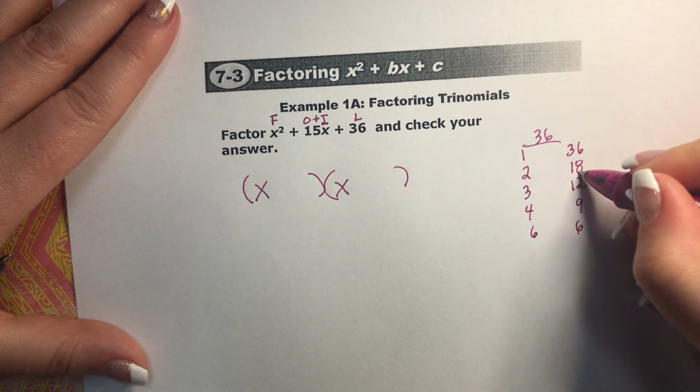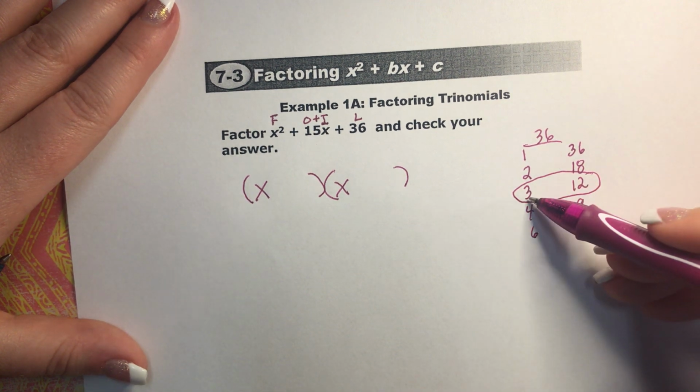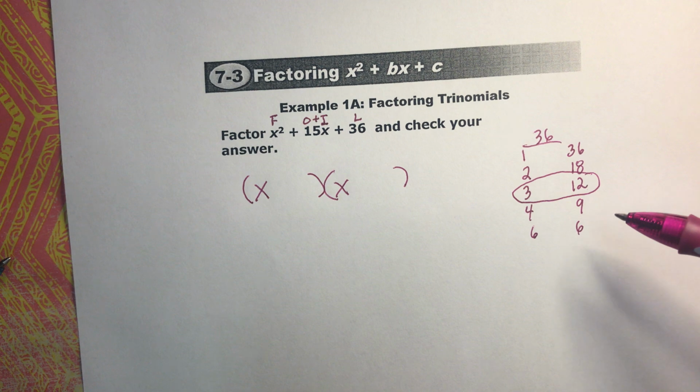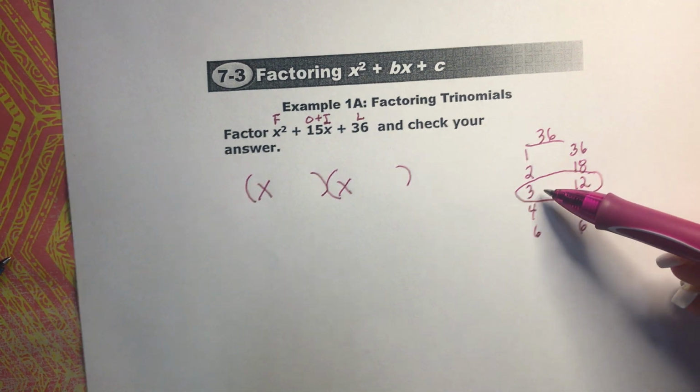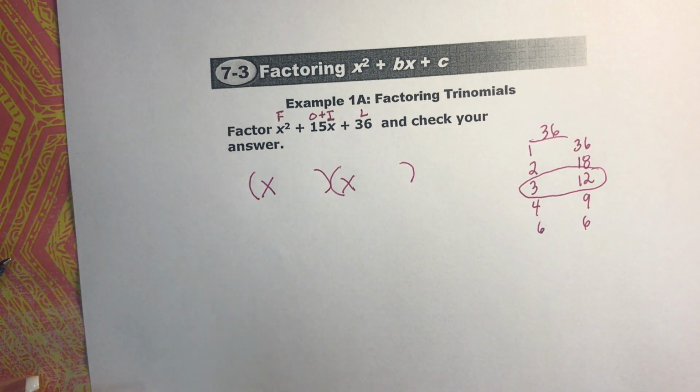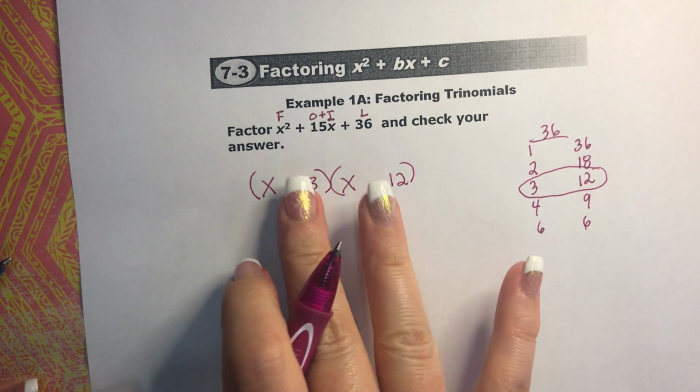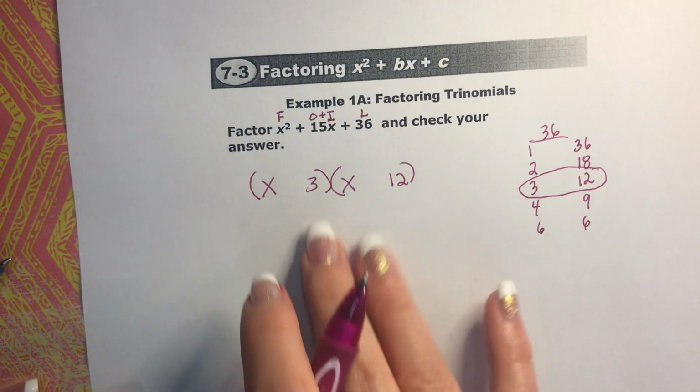Boom! This one's it. So we know that one of these is going to be our outside and one's going to be our inside. It doesn't matter which one at this point. It will in the next lesson, but for right now it doesn't. So we can just put those in, 3 and 12. And then the last thing we need to do is figure out our signs, right?